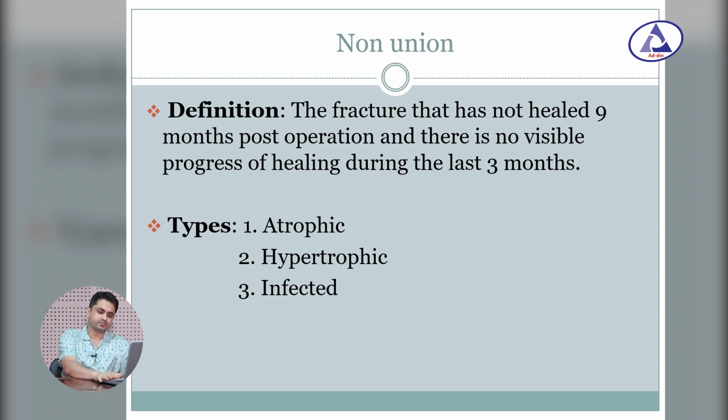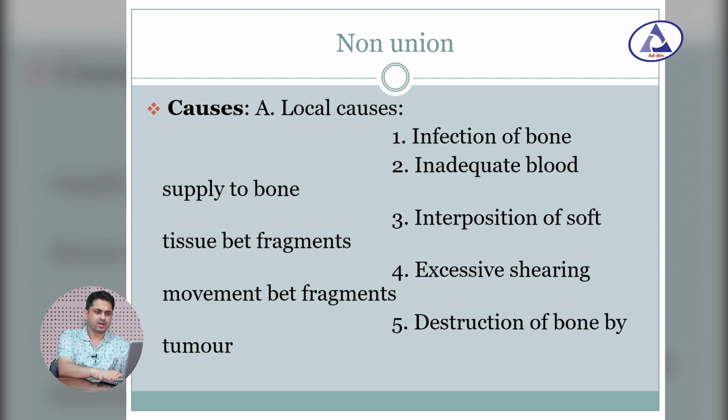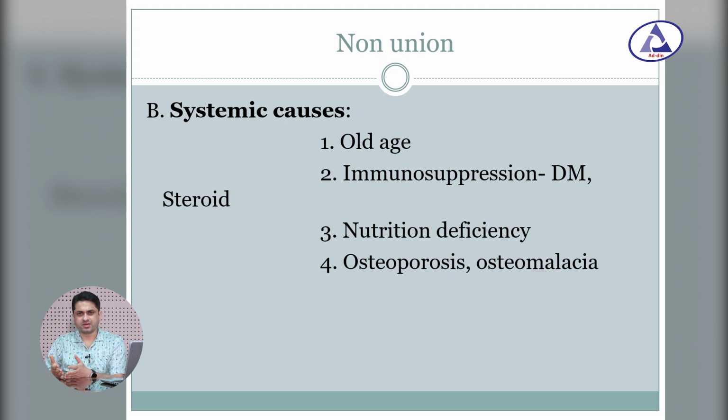There are 3 types: atrophic, hypertrophic and infected. What may be the causes? Some local causes and some systemic causes. Local causes are infection of the bone, inadequate blood supply, interposition of soft tissue between the bony fragments, excessive shearing force between the bony fragments, and destruction of the bone by tumor. And systemic causes are old age, immunosuppression, maybe due to diabetes or the patient taking steroids or some immunosuppressive or anti-cancer drugs, nutritional deficiency, osteoporosis, osteomalacia. These are the systemic causes of non-union.